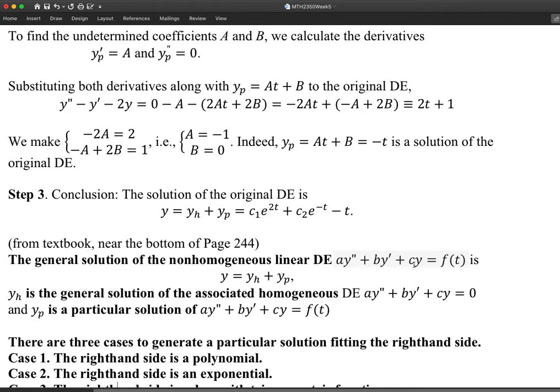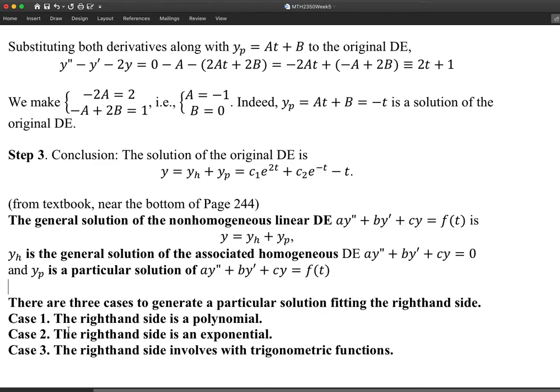Okay. So to handle this type of differential equation, first you consider the corresponding homogeneous differential equation and denote the solution as y sub h. And then in the second step, you want to find out a particular solution. And the particular solution is denoted by y sub p. And for the particular solution, there are three cases to consider.